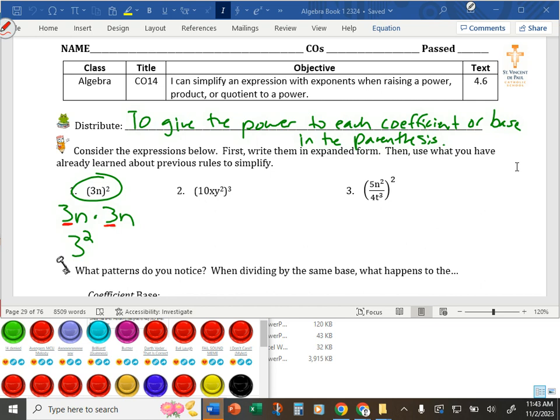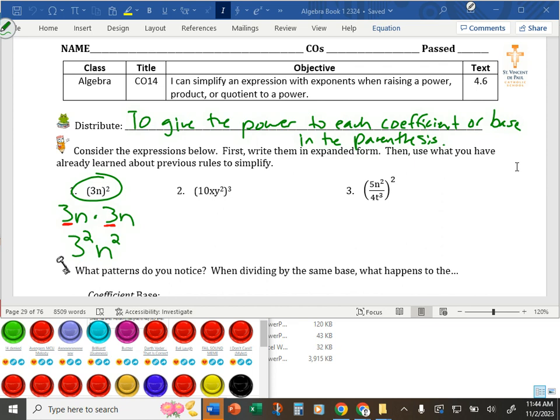Okay? How many n's do we have there? 2. And how can we write n times n? N squared. So our simplified expression here becomes 3 squared n squared. Because if we're squaring 3n, we have 2 3s, we have 2 n's: 3 squared, n squared. Okay? The next one.